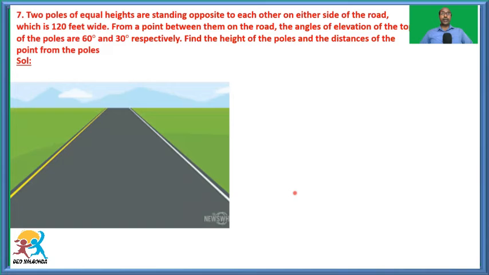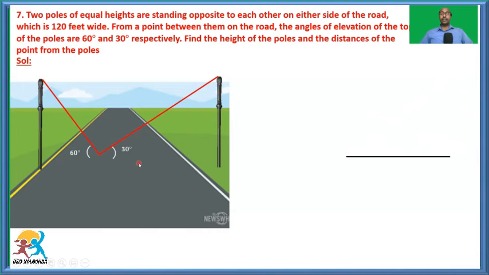So here is the road, and two poles of equal heights stand on either side of the road. The road is 120 feet wide. Now, from a point between them on the road, the angles of elevation are 30 degrees and 60 degrees, like this. Now, it is asking what is the height of the poles and the distance of the point, that is the observation point, from the poles.